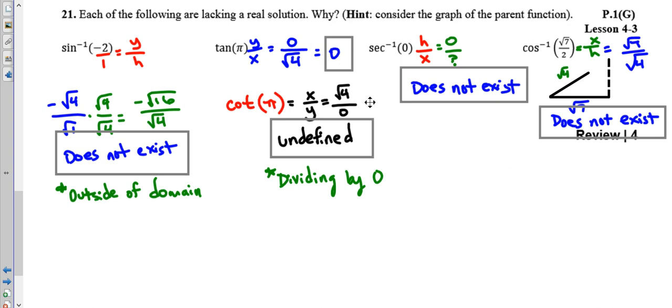So the whole key to these, understanding why they exist or why they don't, is thinking about, is it because it's an impossible triangle? Is one of the legs longer than the hypotenuse? Or is it just because we're not allowed to divide by 0, something of that nature? So that's kind of what you're looking for on these problems.